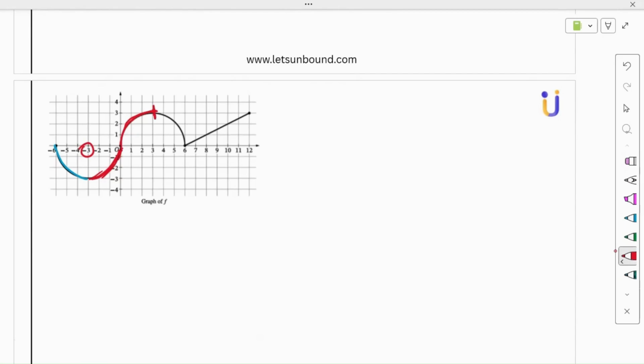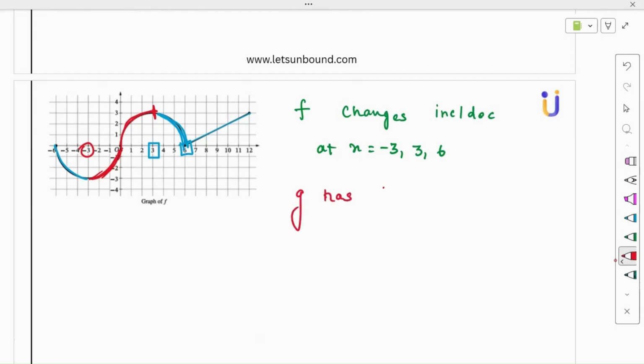And after this point, it's getting decreasing. Going left to right, it's going down. That is decreasing. So 3. Then after this, decreasing to increasing. So at 6 also it increases. So F changes its increasing or decreasing behavior at x equal to -3, +3, and 6. This means G has a point of inflection at these points. So G has POI, point of inflection, at x equal to -3, 3, and 6.